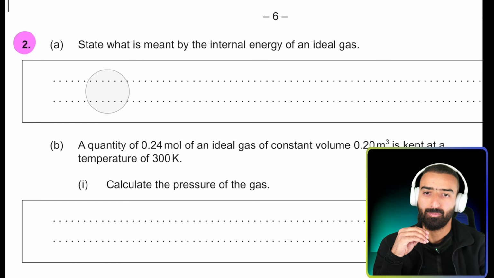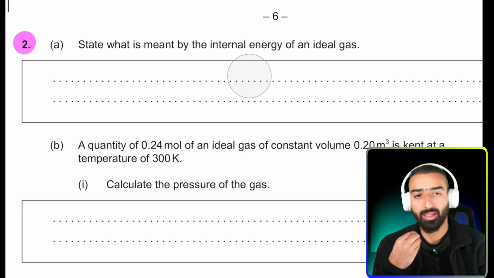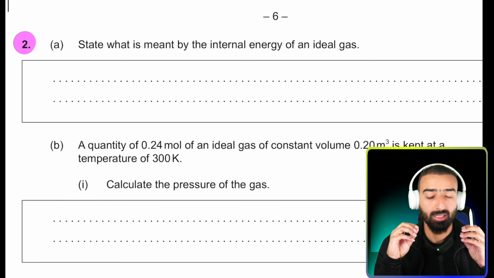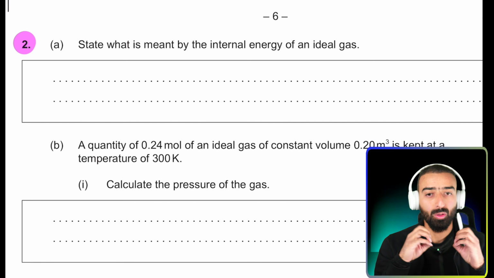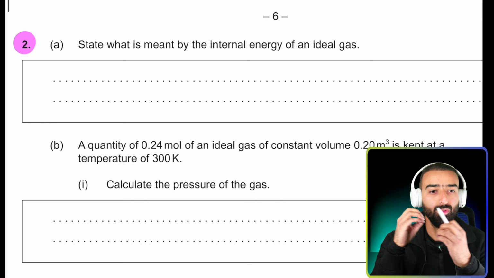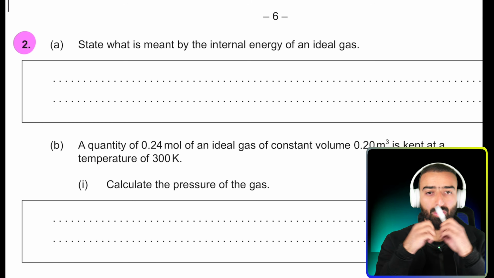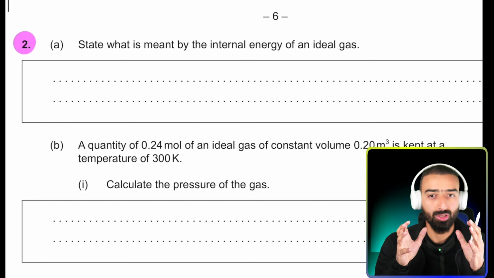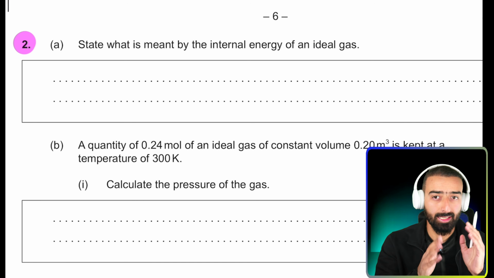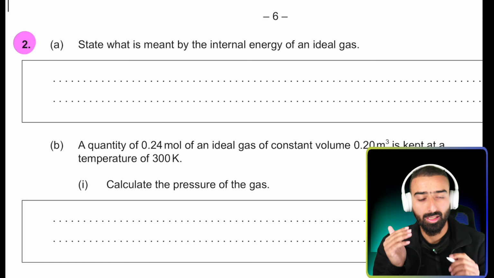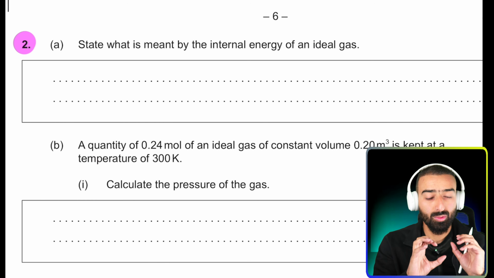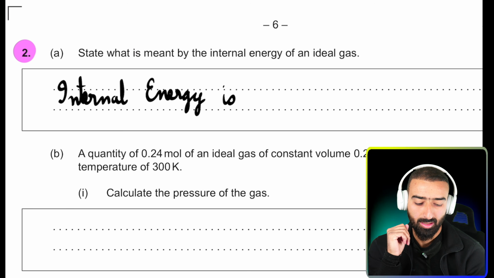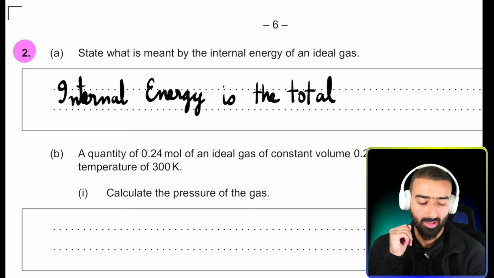Question 2, Part A. State what is meant by the internal energy of an ideal gas. So when we talk about ideal gases, we mean gases in which the particles or the atoms don't have any potential energy. They are free to move. The only time they interact is when they collide. If they don't have anything to do with one another, meaning there is no potential energy, all the energy must come from kinetic energy. So we should say the internal energy of an ideal gas is exclusively due to kinetic energy. So let's write that down. Internal energy is the total kinetic energy of gas.